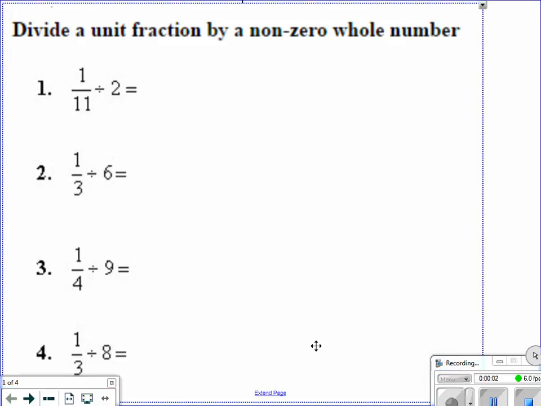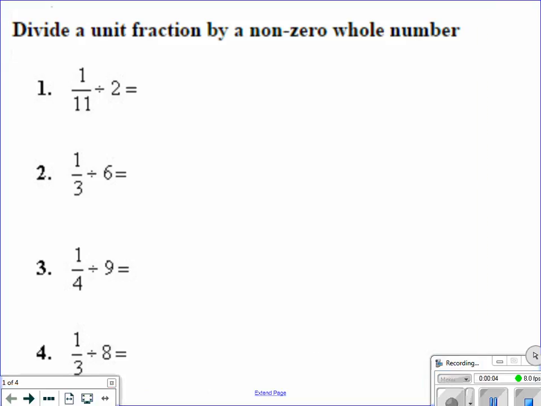All right, today you're working on dividing a unit fraction by a non-zero whole number. All you need to do is follow the rules that we have for dividing fractions. The first thing, this 2, remember that the 2 is really 2 over 1. Our rule for dividing fractions is we leave the first fraction as it is, we change the division to multiplication, and we flip the second fraction.